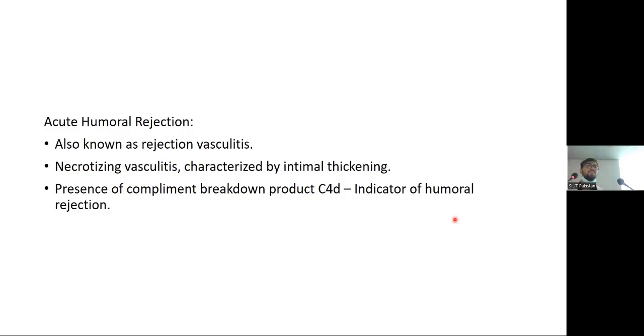Acute neural rejection, also known as rejection vasculitis, is a necrotizing vasculitis characterized by intimal thickening, and there is a presence of complement breakdown product, that is C4d staining. This is also an indicator of neural rejection.